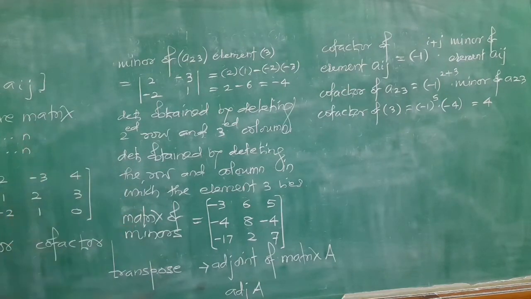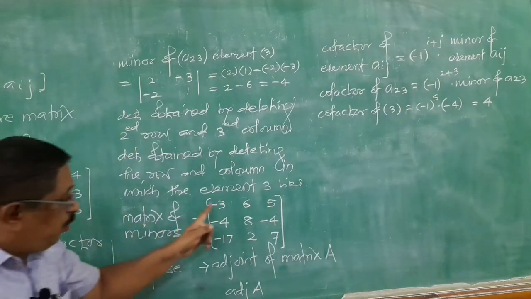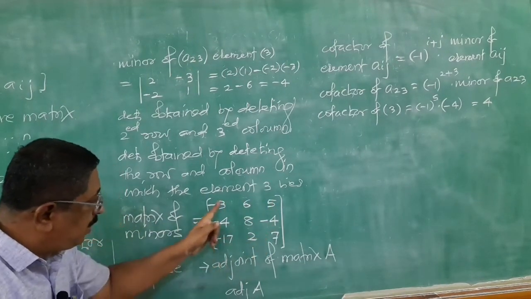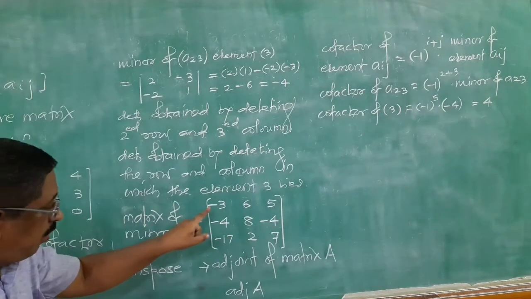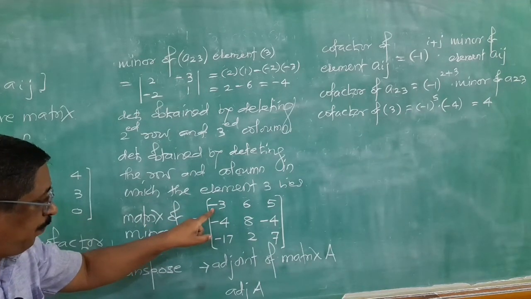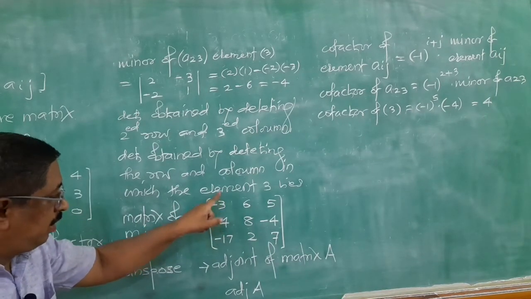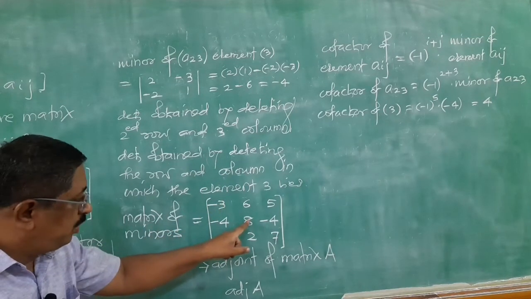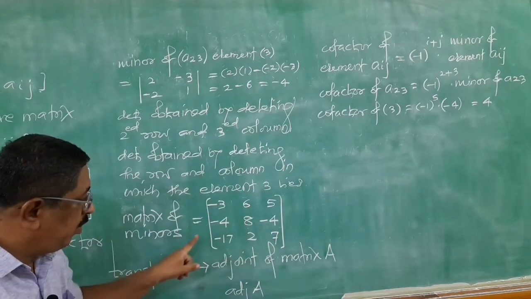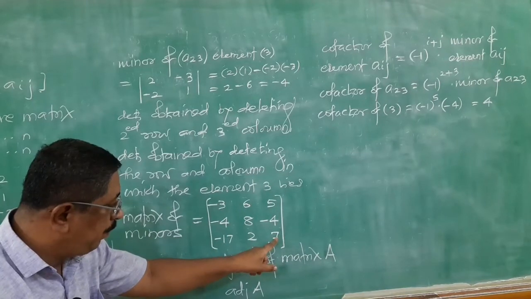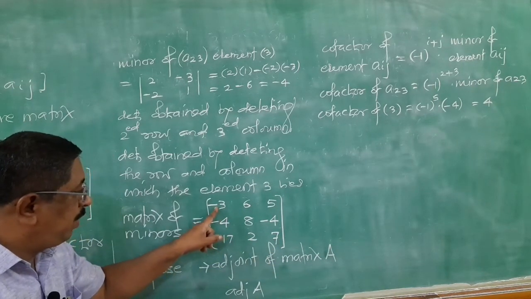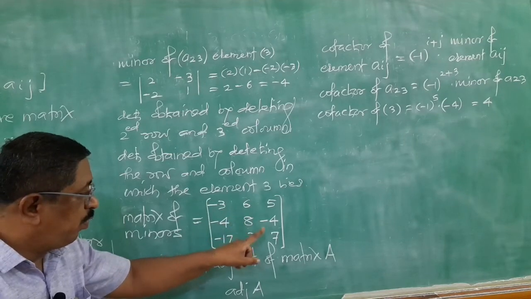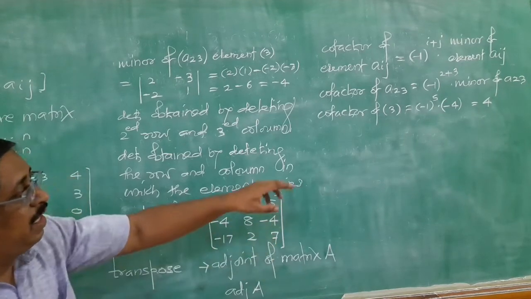Similarly, find out the cofactor of each and every element. It means just you have to take the proper sign of each element. Look at the position of element carefully. The position will be first row, first column, position will be second row, second column, position will be third row, third column. The sum will be 1 plus 1 is 2, 2 plus 2 is 4, 3 plus 3 is 6 as an index.